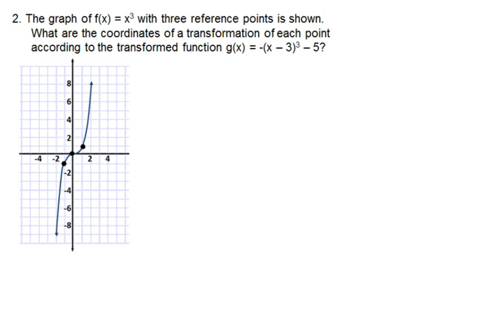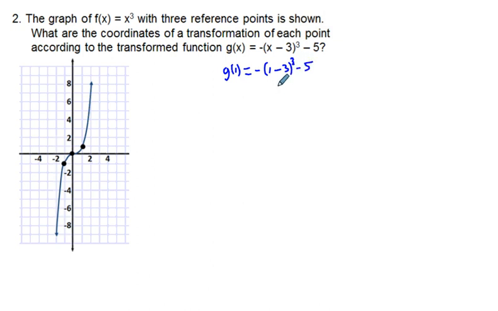Problem 2. The graph of f of x equals x cubed with 3 reference points is shown. What are the coordinates of a transformation of each point according to the transform function g of x equals negative quantity x minus 3 cubed minus 5? We can do this problem a number of ways, one of which is to take the values in here to see what happens if we put an input value of 1. So g of 1 for this point at the right is going to equal negative, we substitute 1 and put minus 3 here, cubed, minus 5.